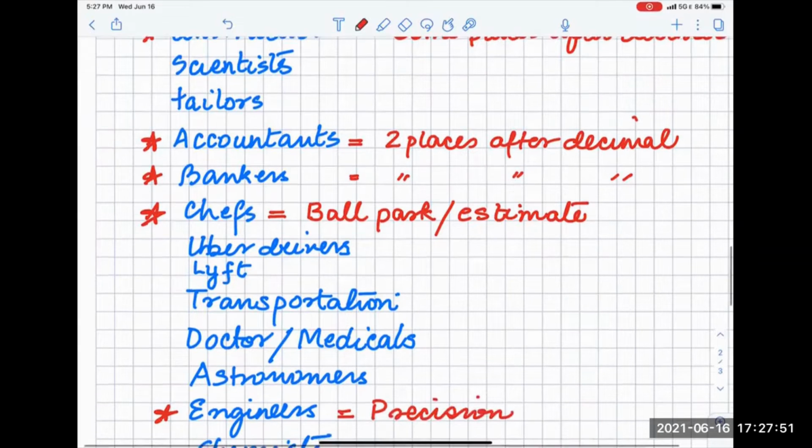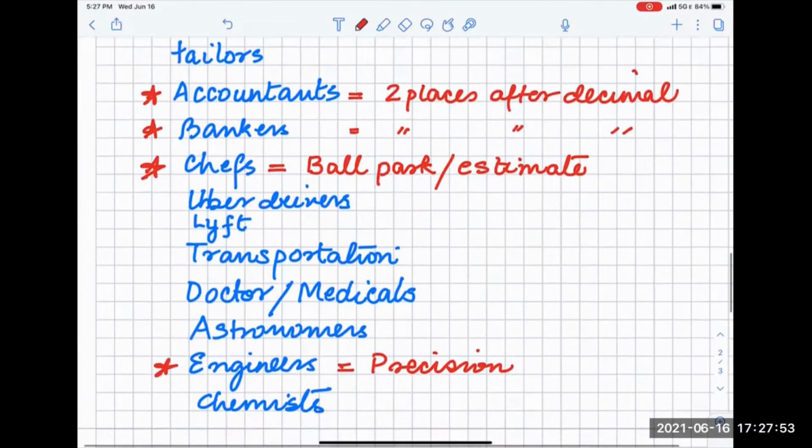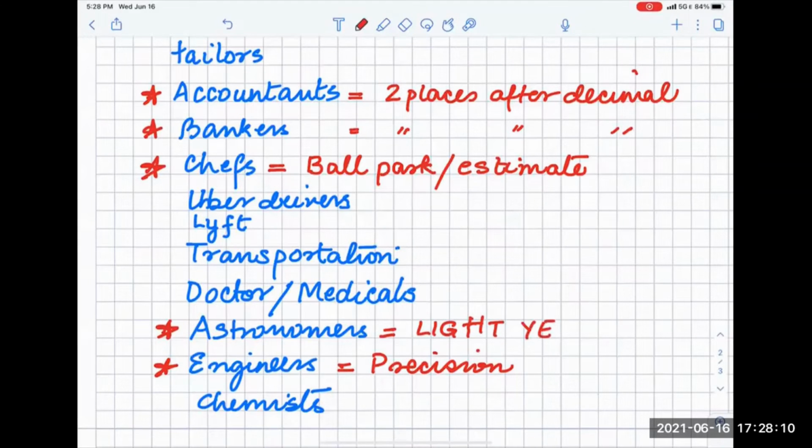Okay, so precision comes into play. The same is the case, for example, with astronomers. Astronomers are looking at stars from very far away, and the unit they use is light years. They can just estimate here. We say, okay, this sun is about 37 light years away from this earth. It could be 37, it could be 36 and a half, it could be 37.1.